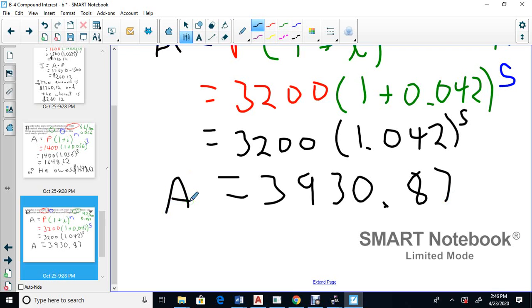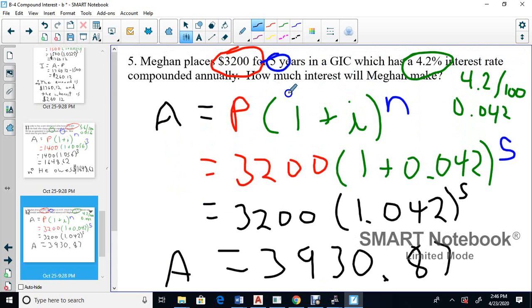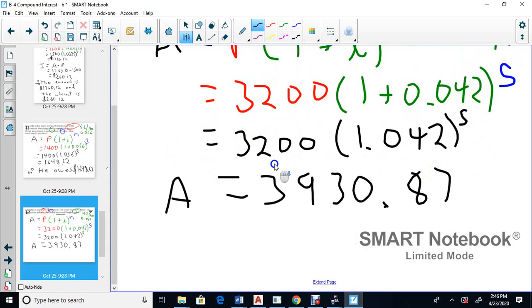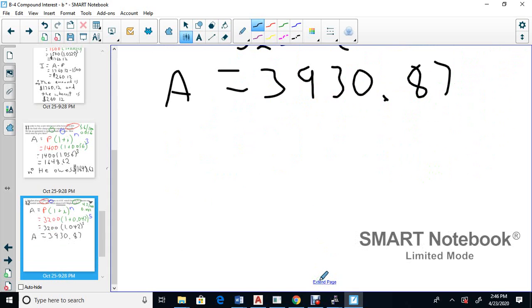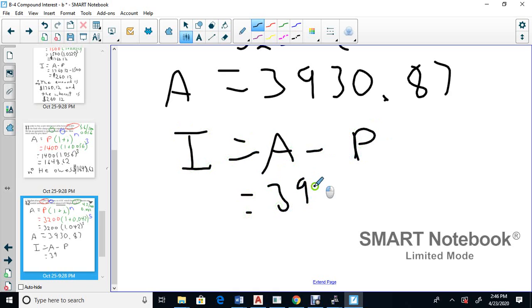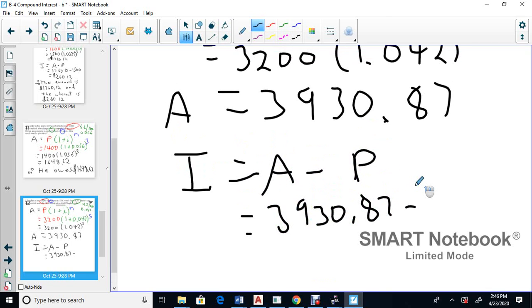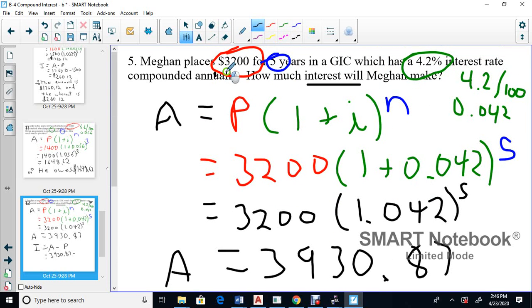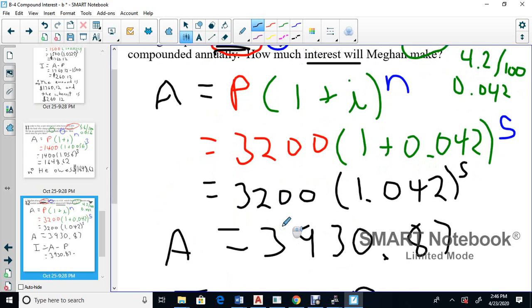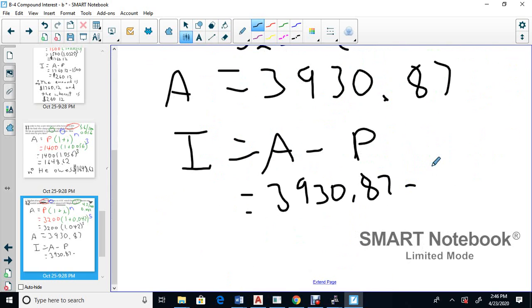We have to find the interest. Let's see. So it says how much interest will she earn? Interest. So we need the other formula. I is A subtract P. So in this case, our A is 3930.87. P is how much we put in initially. 3,200. There, it's right there. Okay, so right here as well. 3,200. So minus 3,200. We go to our calculator.